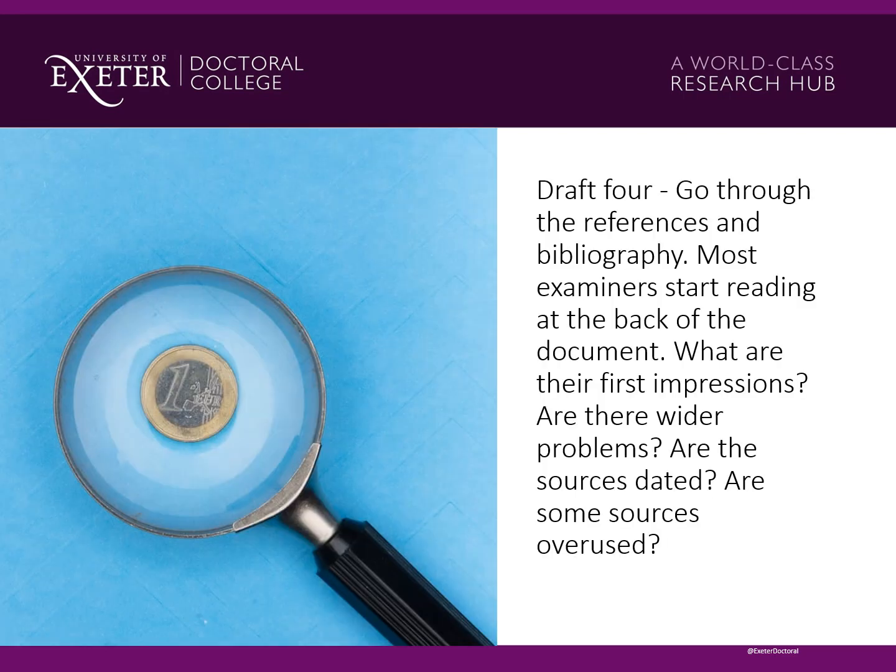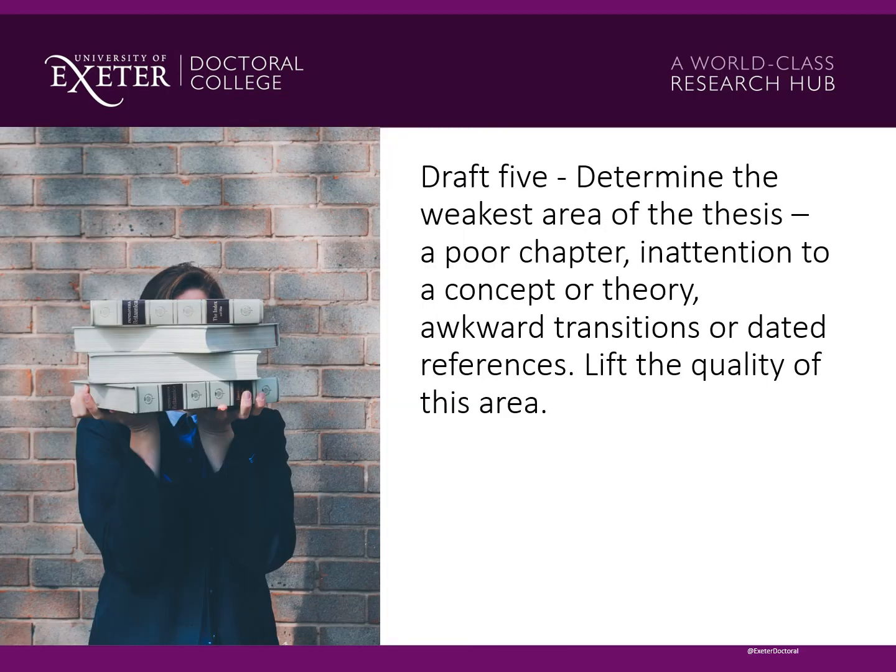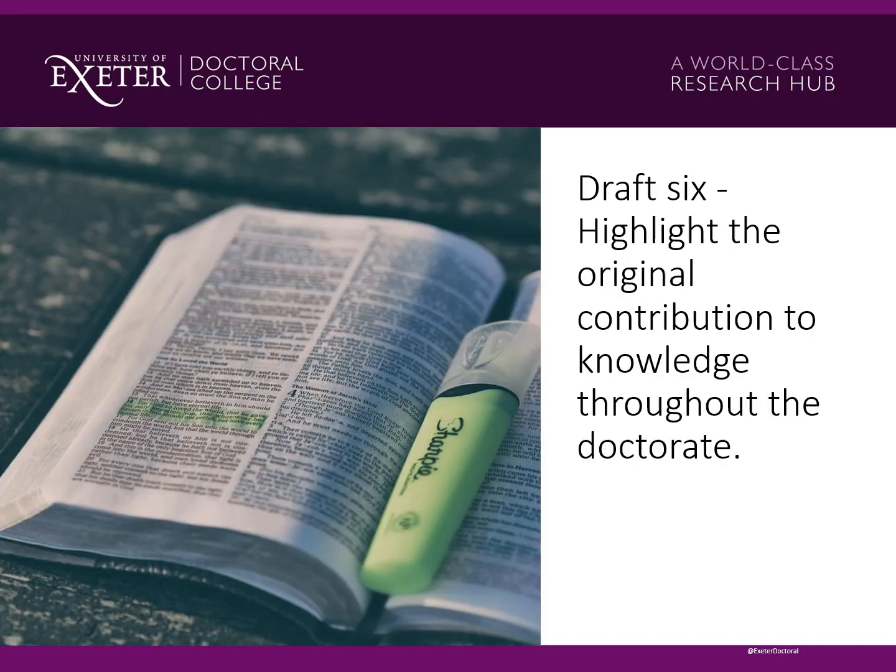For Draft 4, you go through the references and the bibliography. Most examiners start reading at the back of the document. So what are their first impressions? Are there wider problems? Are the sources dated? Are some sources overused? For Draft 5, you determine the weakest area of the thesis. A poor chapter, inattention to a concept or theory, awkward transitions or dated references. Lift the quality of this area.